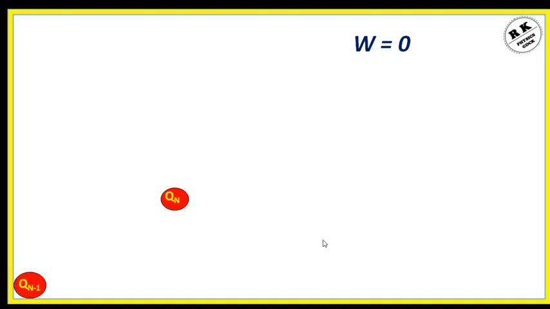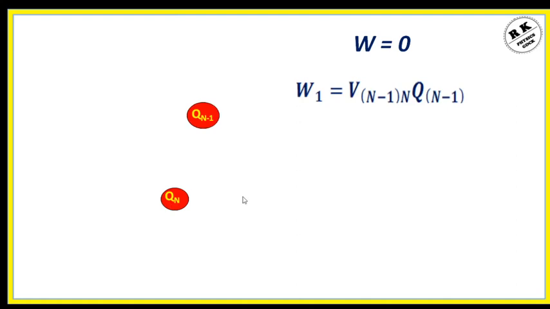present. But when we bring Qn minus 1 charge, it will experience potential of this Qn. So the work done will be W1 is equal to V n minus 1 n Q n minus 1. Notice again, don't confuse. These terms are having so many subscripts, but this is the work done in bringing the n minus 1 charge into the field of the nth charge, Qn charge.